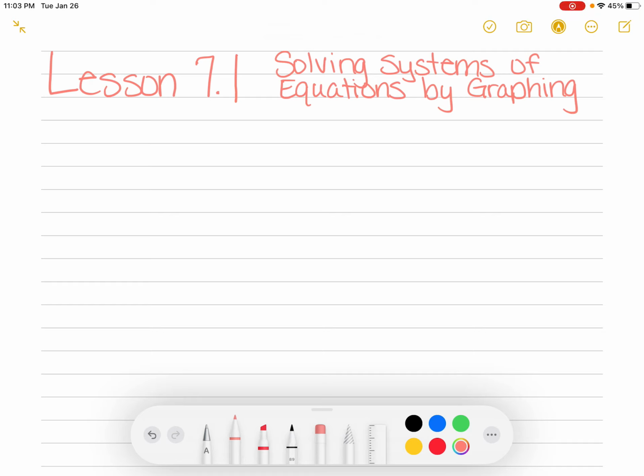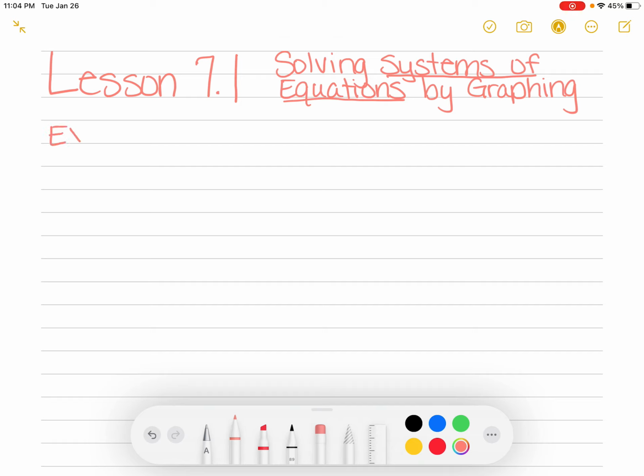Good morning, students. Today we are doing lesson 7.1, and it's solving systems of equations by graphing. So first let's talk about what systems of equations are. All that means is that we're going to have more than one equation, okay? And we're going to try to find where both equations have the same answer. Okay, so let's do an example.